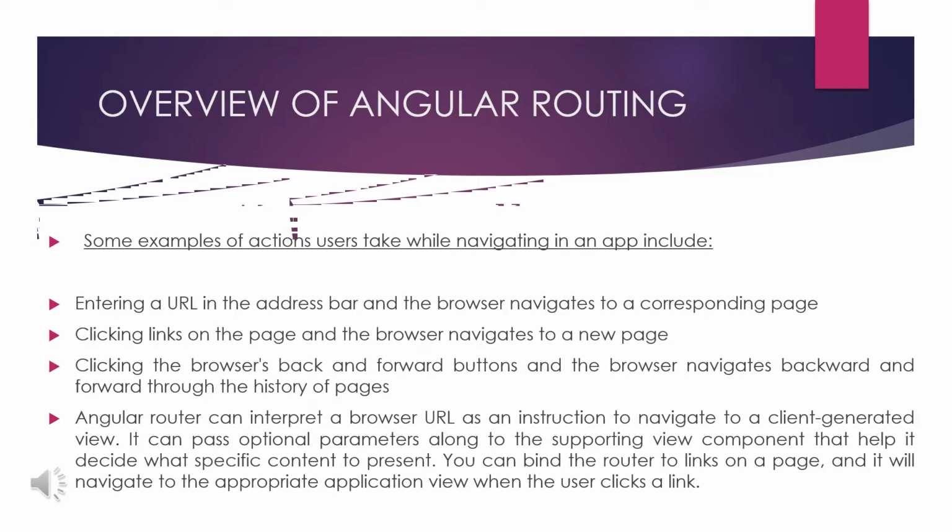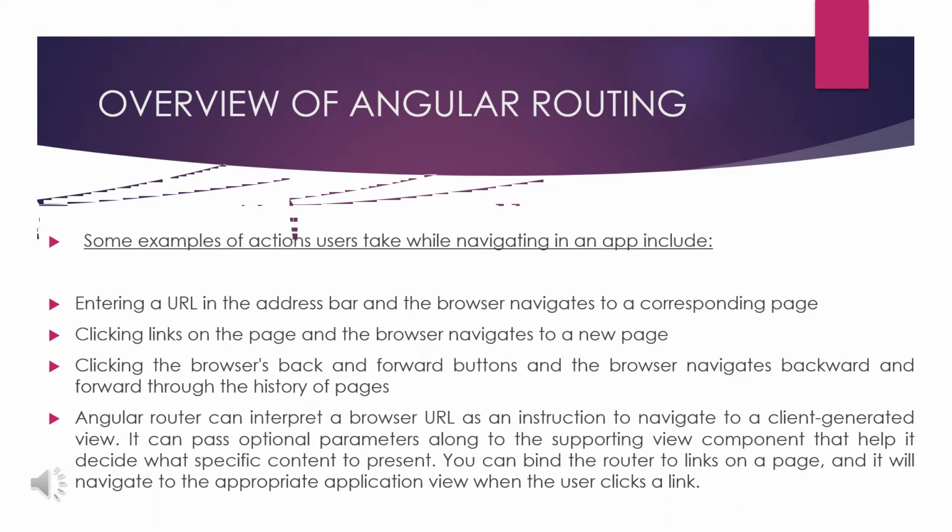The overview of Angular routing is based on user actions. When a user navigates inside an app, the following things happen. First, we enter a URL in the address bar, and it navigates to the corresponding page. When I click on a link, the page navigates to a new page, and the browser shows the new page to us. Clicking the browser's back and forward buttons automatically goes to the past page and the future page.